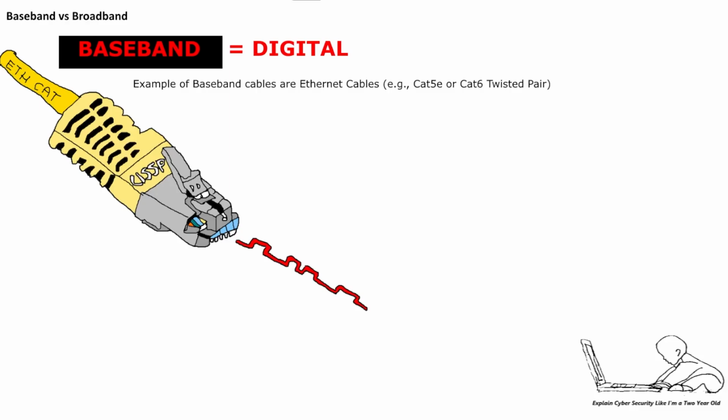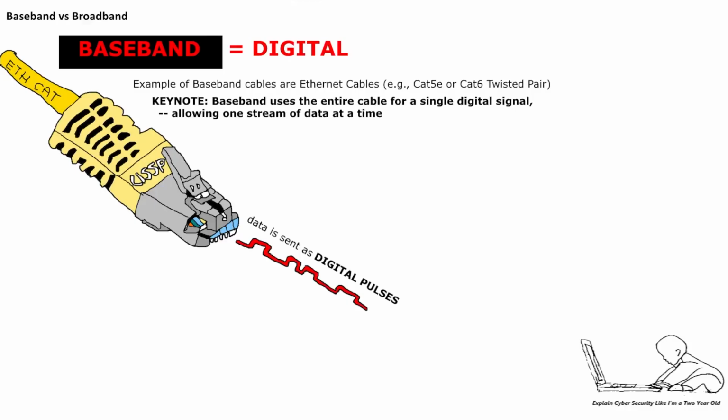Now that grey lid of the Ethernet cable goes into your computer, but all the way down the wire comes an electrical signal, or should I say a single digital signal, which only allows one stream of data at a time, either in one direction, going in or going out. And within this digital signal are digital pulses of different voltage levels, and it's through these pulses that the data gets sent through this Ethernet cable.